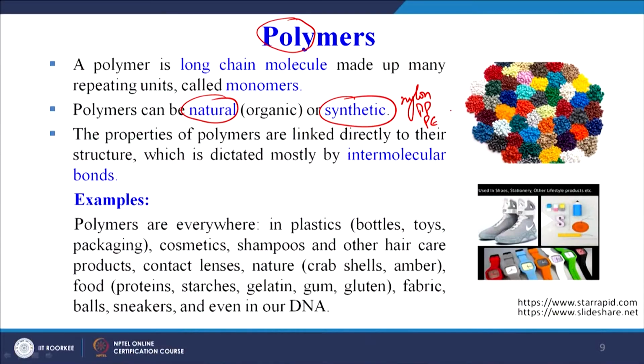The properties of polymers are linked directly to their structure, which is dictated mostly by the intermolecular bonds. This is again from the chemistry point of view, that the intermolecular bonds in the polymer will influence their properties, and these properties will subsequently affect their application areas.